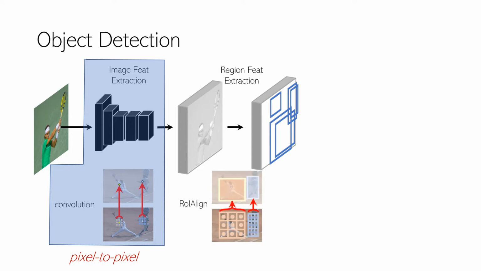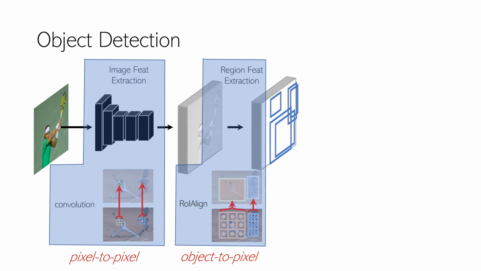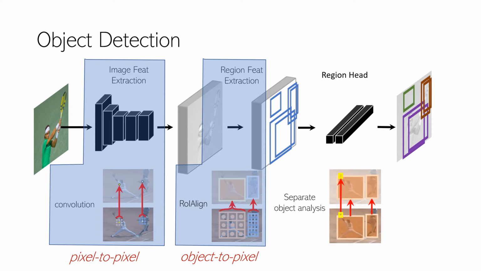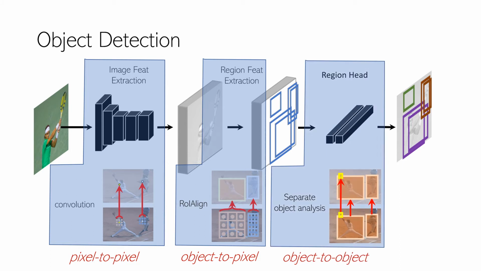The next step is usually achieved by the ROI-align operator, which can sample image features uniformly within a box to form the object feature. This step is basically about the modeling of object-to-pixel relationship. The final step is to recognize each region by applying a small network on each object feature. In this step, the common practice is to recognize objects separately. However, object-to-object relationship could also be modeled to improve the performance.